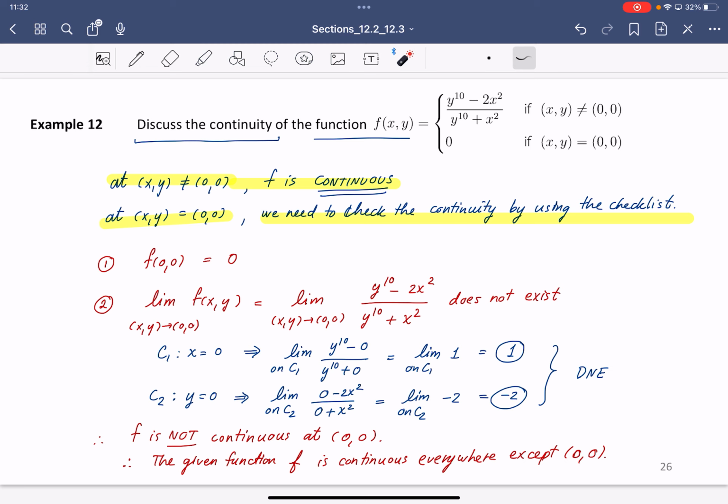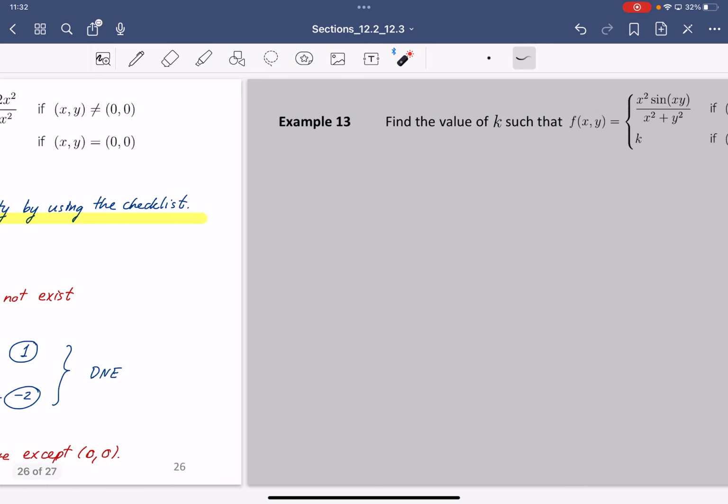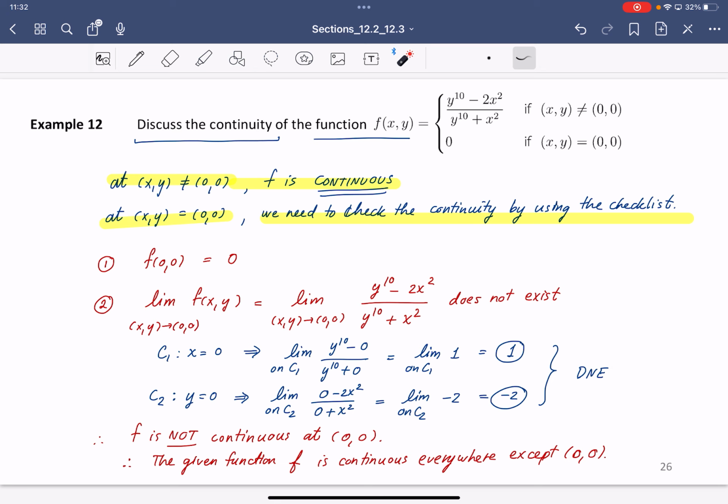Alright, last question. Okay, let you jot down here first. So the last one for today, example 13. Should I change to something harder? No.